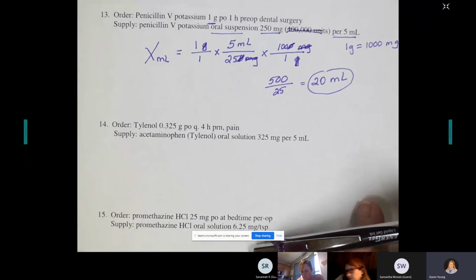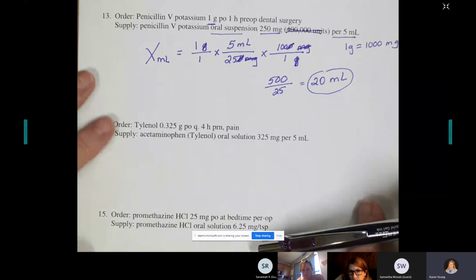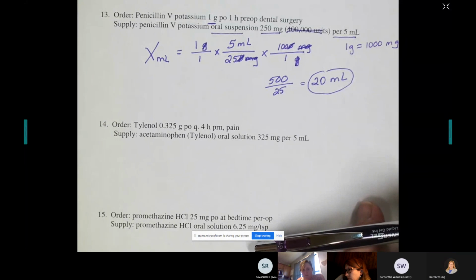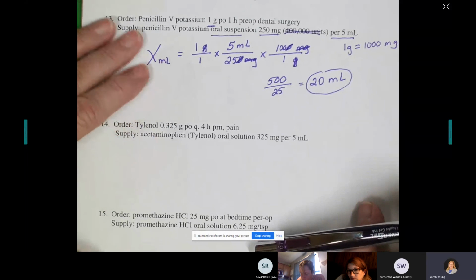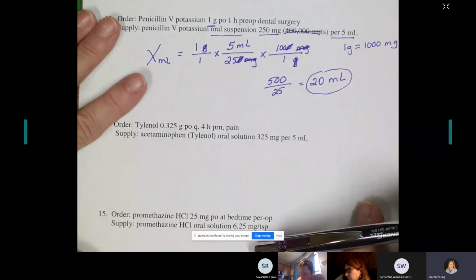Now do number 14. Stupid phone. Spam calls in the middle of class. I don't need those.